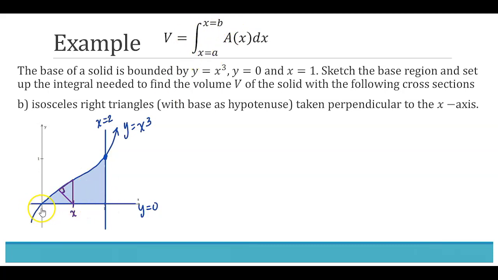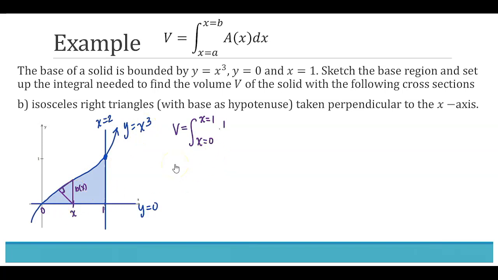So our limits of integration will be x values. So we're going to have x equals 0 to x equals 1. And we're going to need to find the area of an isosceles right triangle here. So this, again, is the hypotenuse. So this is the base of my triangle. So I'm going to go ahead and call it b of x. And we can find that doing top minus bottom. So that would be x cubed minus 0.